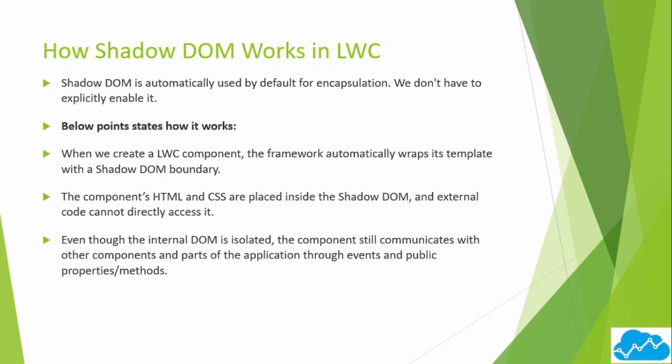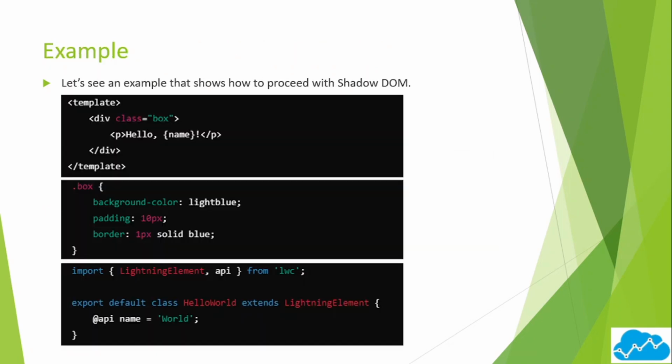The component's HTML and CSS are placed inside the Shadow DOM and external code cannot directly access it. So it is not accessed directly. Even though the internal DOM is isolated, the component still communicates with other components and parts of the application through events and public properties or methods. So let's see an example that shows how to proceed with Shadow DOM.